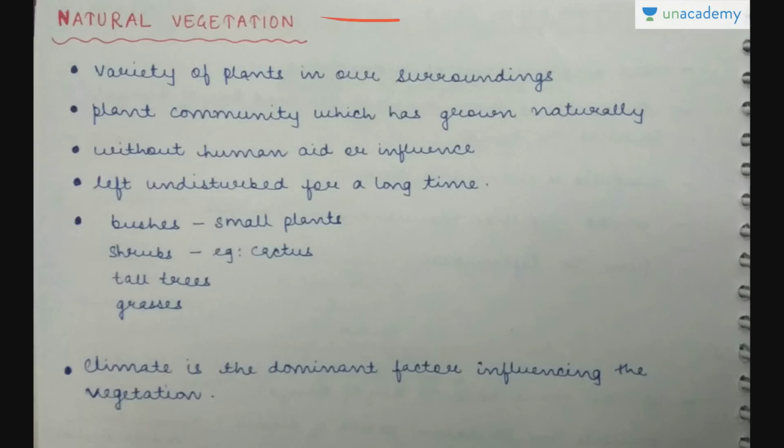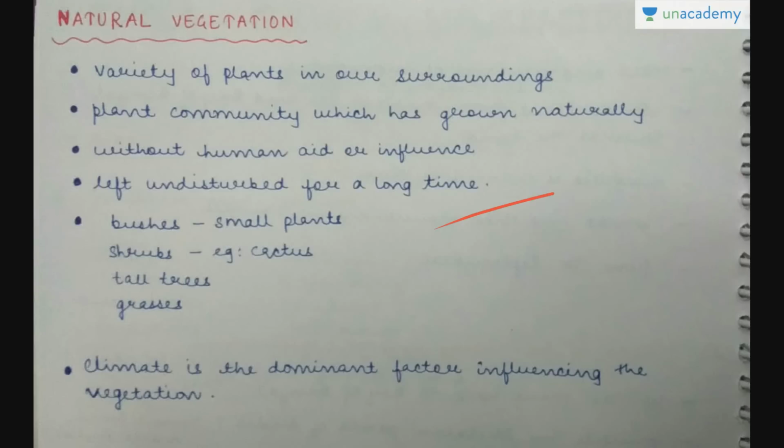So the plant community which has grown naturally, natural vegetation, you can make out from the name itself, has grown naturally, without human aid or influence. We are not talking about the flowering plants which we use in our garden. Those are done by human aid or influence, but we are talking about the natural forest or natural vegetation, and they are left undisturbed for a long time. They grow naturally, not by human interference.